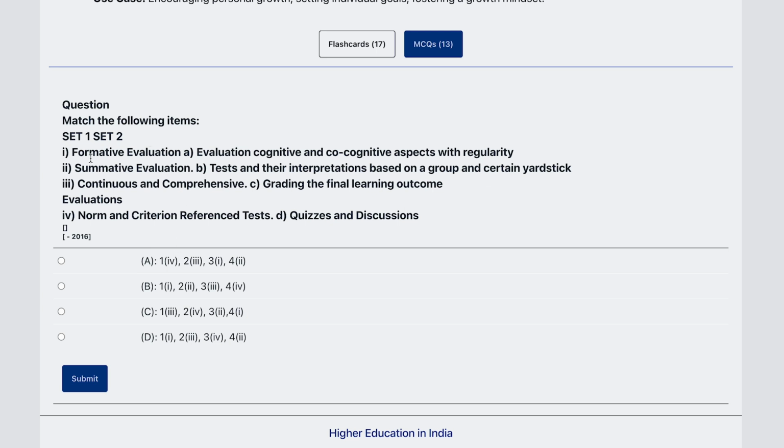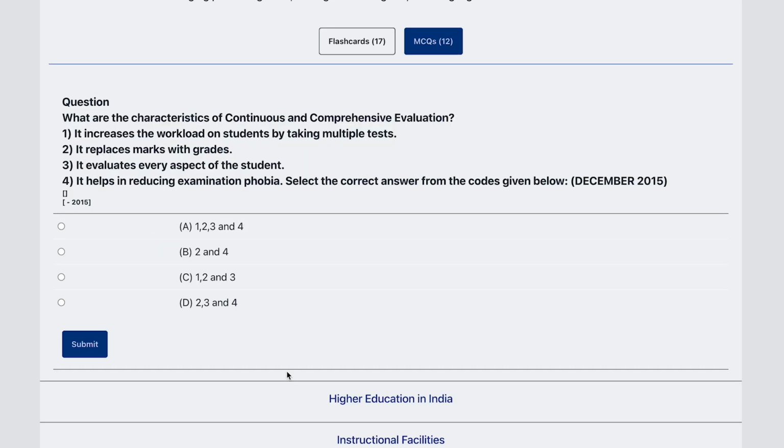Formative evaluation, summative evaluation, continuous and comprehensive. Okay, we just have to do the match the following. So formative is evaluating cognitive and co-cognitive aspects with regularity. Tests and the interpretation based on a yardstick. This is not grading the final, quizzes and discussions. So 1 and D. So 1 and 4. So this seems like the correct answer, but let's look at others as well. Summative evaluation, grading, this is definitely correct. 2, 3. Continuous and comprehensive, evaluating cognitive, yes. Norm and criterion reference, test, perfect. So easy.